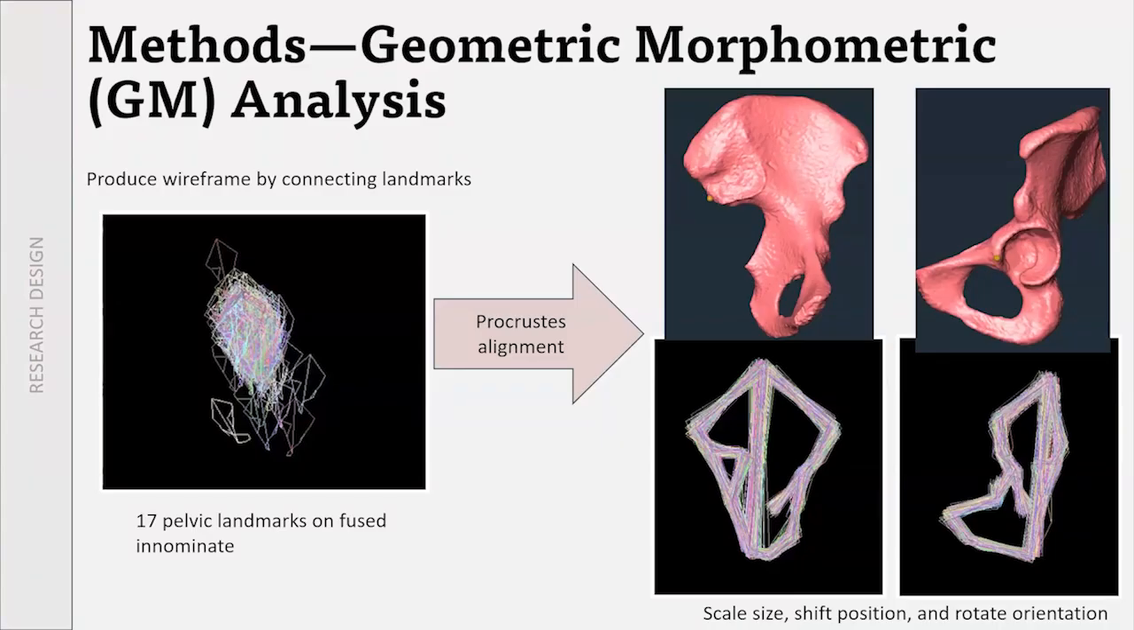The second method explored in this study was a geometric morphometric, or GM, shape analysis. For the GM analyses, the software Morphologica was used. A wireframe was defined using 17 of the pelvic landmarks to provide an outline of the innominate shape. A Procrustes alignment was then performed to scale the size, shift the position, and rotate the orientation of each individual wireframe so that all individuals were aligned in a 3-dimensional coordinate space. A principal components analysis was then performed on the aligned wireframes with the adjusted landmark coordinates. All of the further analyses were performed using the principal component scores.